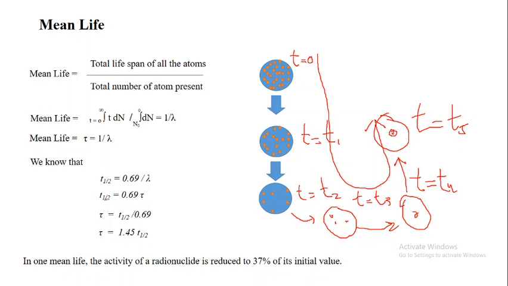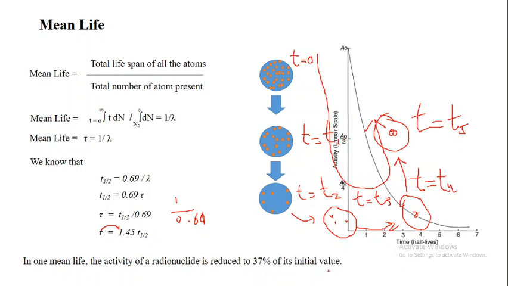Tau is equal to half-life divided by 0.69. So if we take the value of 1 by 0.69, it is equal to 1.45 half-life. So mean life is 1.45 times the half-life. In one mean life, the activity of the radionuclide is reduced to 37% of its initial value.